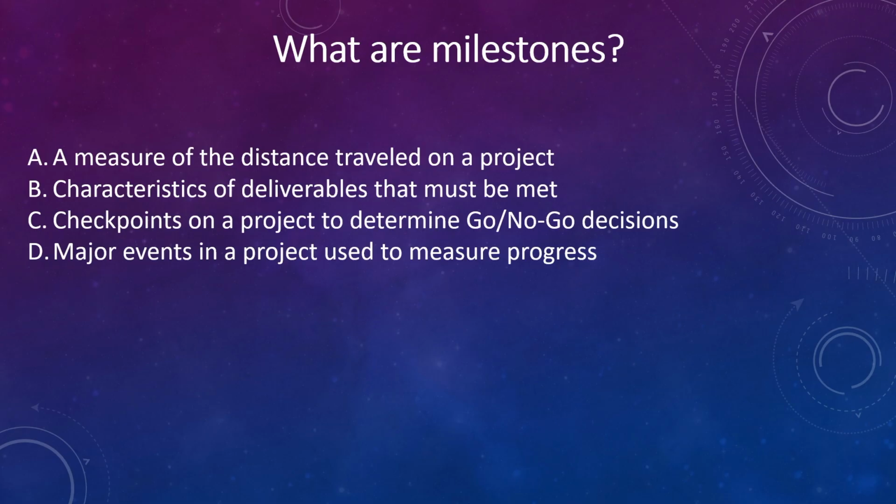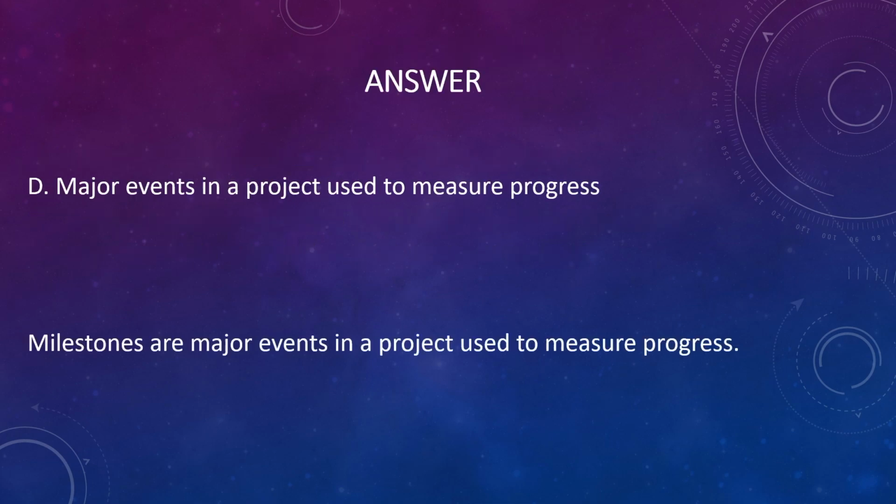What are milestones? A, a measure of the distance traveled on a project. B, characteristics of deliverables that must be met. C, checkpoints on a project to determine go/no-go decisions. D, major events in a project used to measure progress. The answer is D, major events in a project used to measure progress. Milestones are major events in a project used to measure progress.